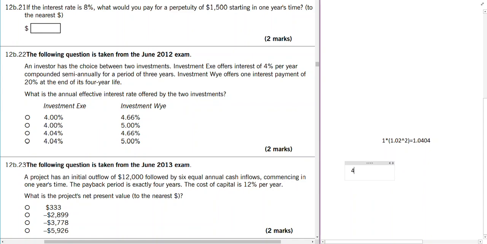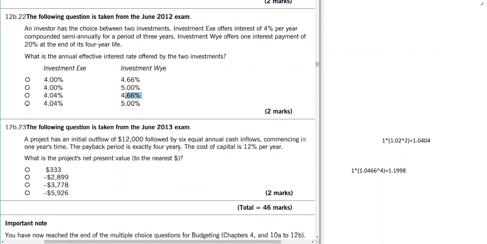Let's look at this other option. We have 4.66%, 1 multiplied by 1.0466, and we have 4 years, so power 4. So it becomes 1.19, which is about 20%. So we have 4.04% per annum for X, and 4.66% per annum for Y.